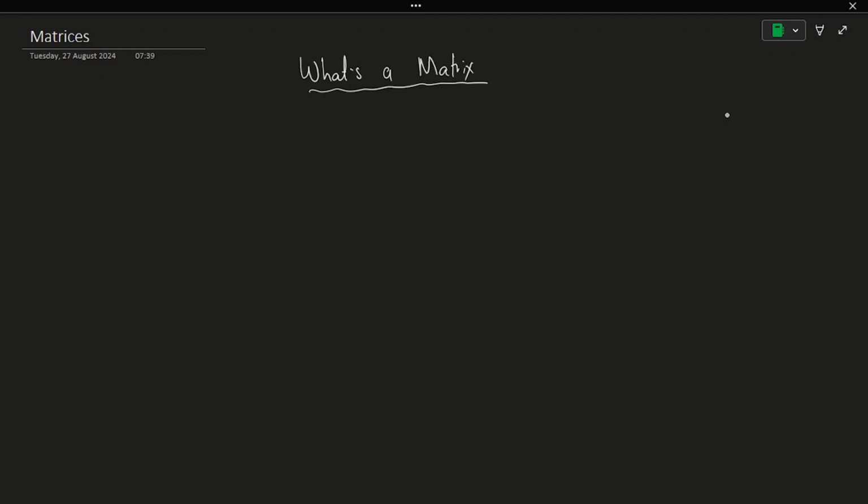Let's say we have a matrix A, and if we are to order it into a rectangular arrangement of m rows and n columns, we would have something like this. For example, 1, 2, 3, 4. Right? So we have how many rows? We have 2 rows, and we also have 2 columns. So this is what we call a 2 by 2 matrix.